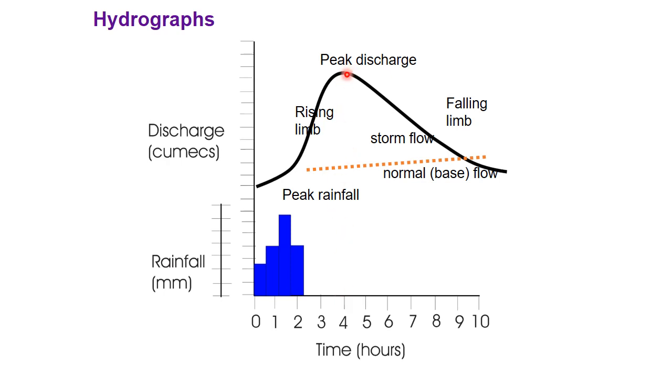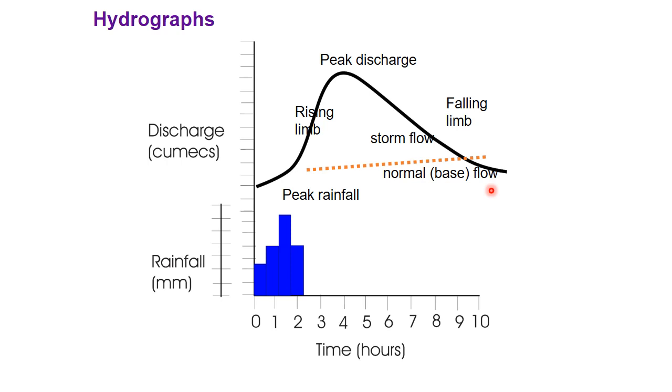From around 2 hours on to 4 hours, there is a rapid increase in the amount of water in the river, reaching its peak discharge at around, I'd say, 4 hours after the rainfall event has started. From that point on, the amount of water in the river decreases back down to its normal base flow.